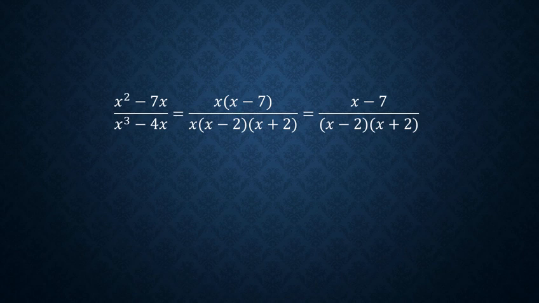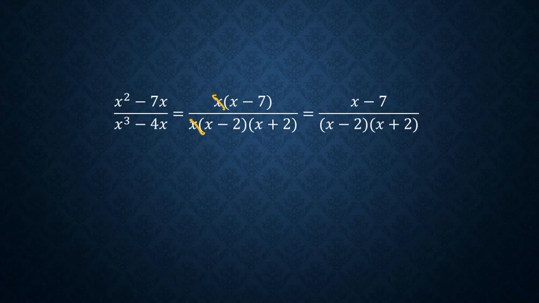So for the purposes of finding vertical asymptotes, and I specify for the purposes of only finding vertical asymptotes, because when we talk about horizontal asymptotes, you'll see that we're going to need those things. But solely for finding vertical asymptotes, we cancel these guys out. There we go. And we're now left with x minus 7 over x minus 2 times x plus 2.